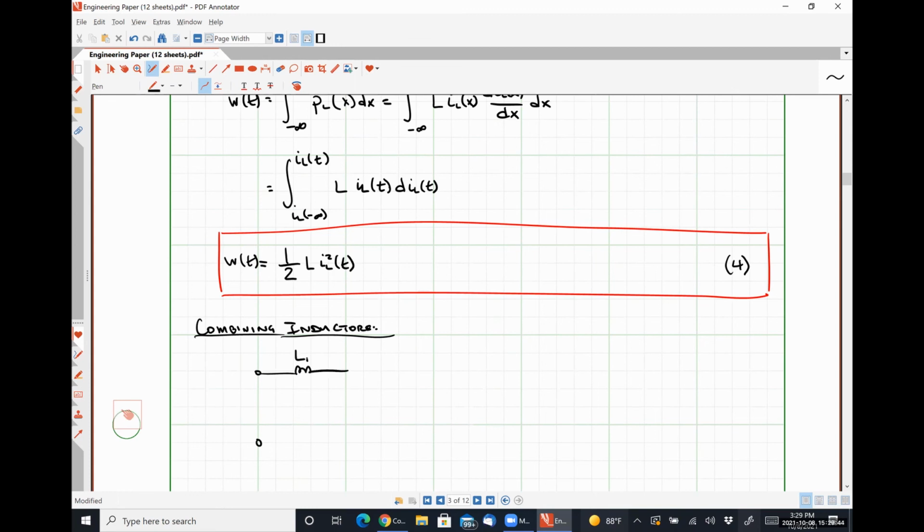So this is inductor L1. This is inductor L2. And this is inductor L sub n. Like so. And we have some voltage drop, V of t, over the network. And therefore we have some current, I of t, flowing through all of these inductors. We will get a corresponding voltage drop. Let's call it V1 of t across inductor 1, V2 of t across inductor 2, and Vn of t across inductor n.